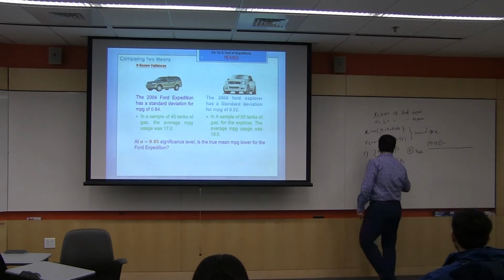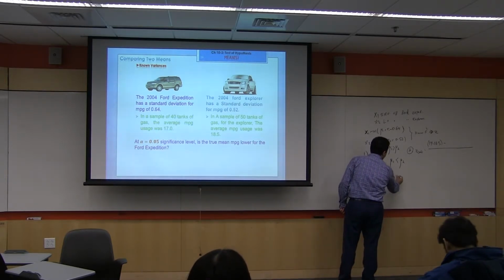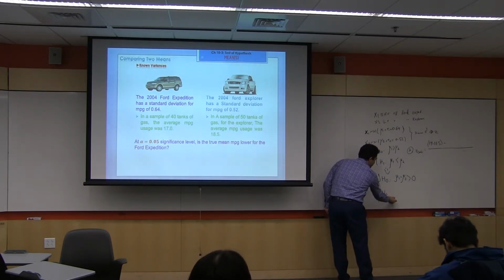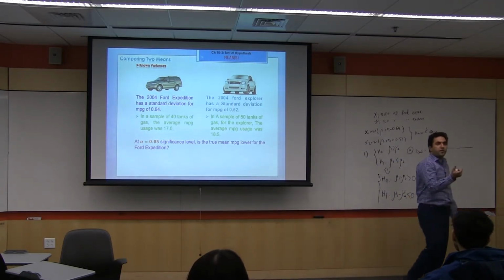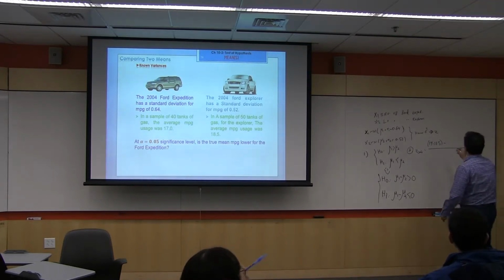I can rewrite the whole hypothesis like this. I'm testing what? Mu1 minus mu2 more than 0. Mu1 minus mu2 what? Less than 0. Therefore, the difference that I'm testing is based on the value of 0. I'm saying they are different or not. I'm not saying the Expedition has a better MPG by at least 5 miles per gallon. My threshold for comparison is just 0. Therefore, in this test, mu1 minus mu2 that you are testing is 0.